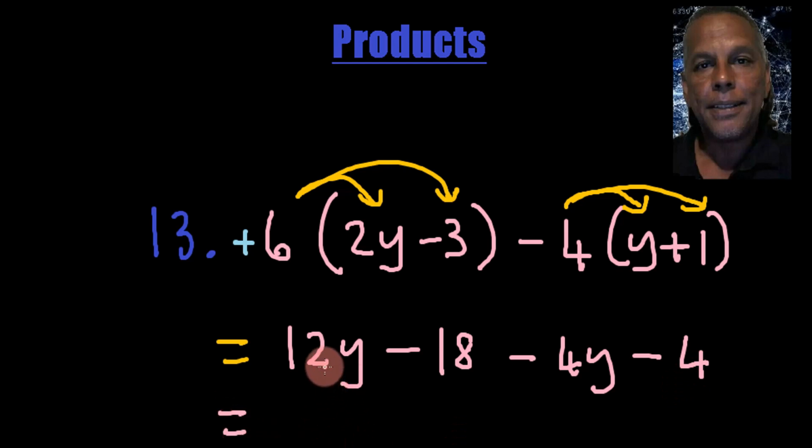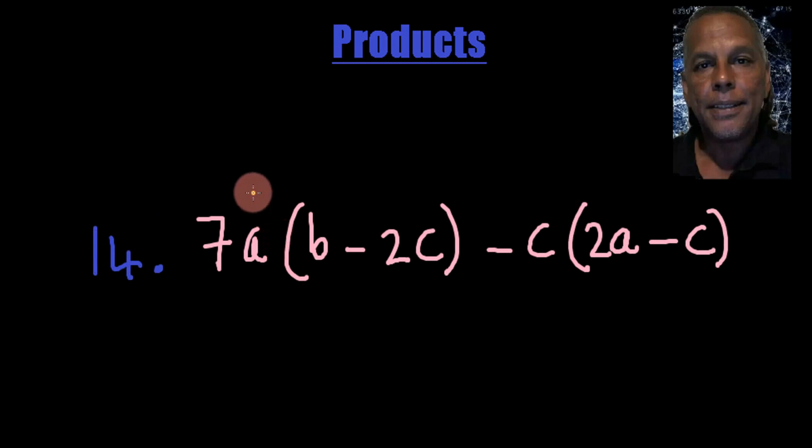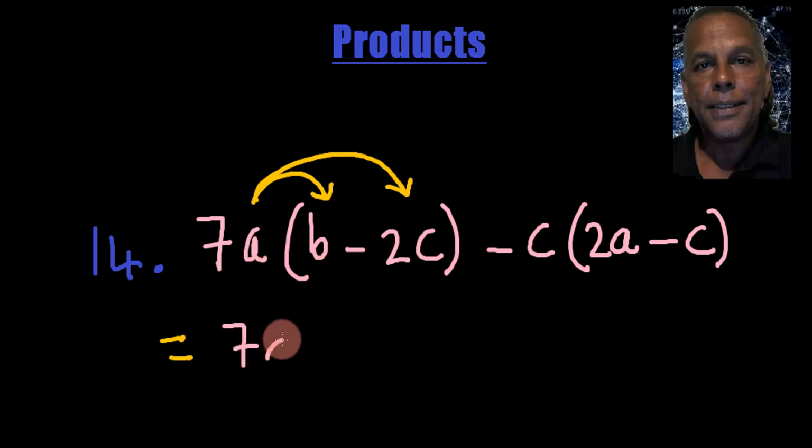Now we can add like terms. So we know 12y and 4y are like terms. So 12y minus 4y is 8y. Then negative 18 minus 4 is negative 22. We can start by multiplying the 7a into the first set of brackets. So 7a times b is 7ab. Then we have a minus. 7a times 2c is 14ac.